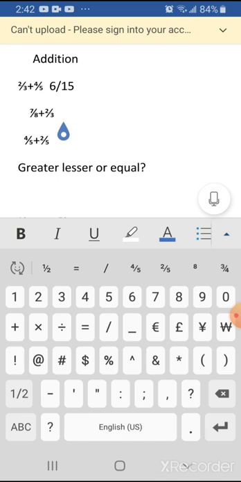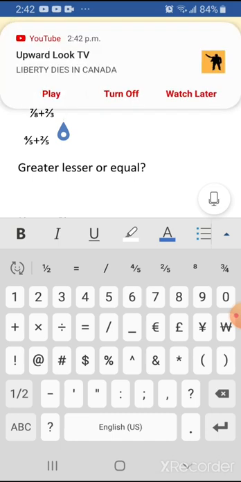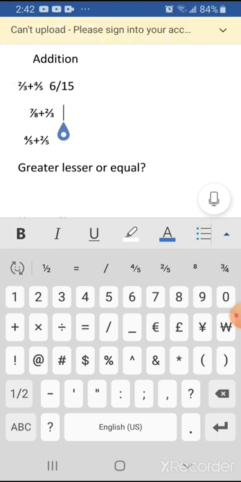Next one. Now, if you multiply 8 by 3, you get 24. So you would get 9/24.